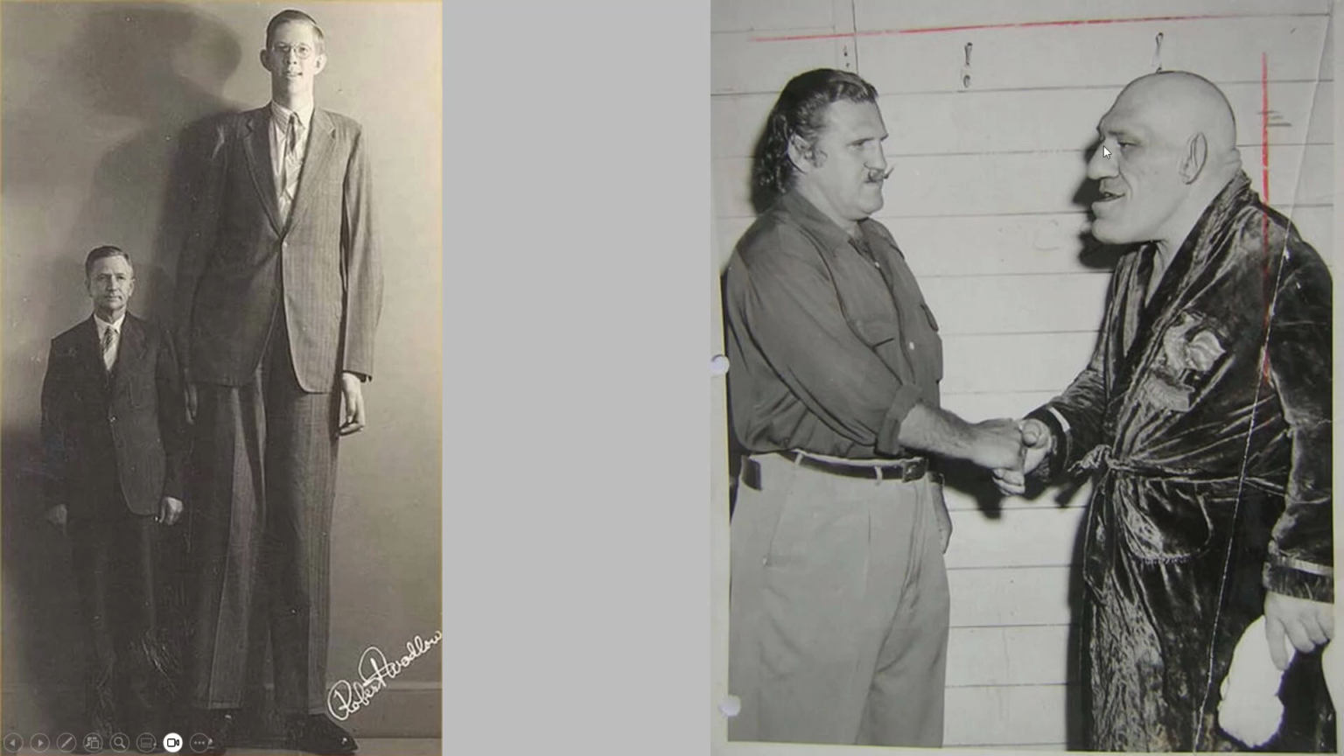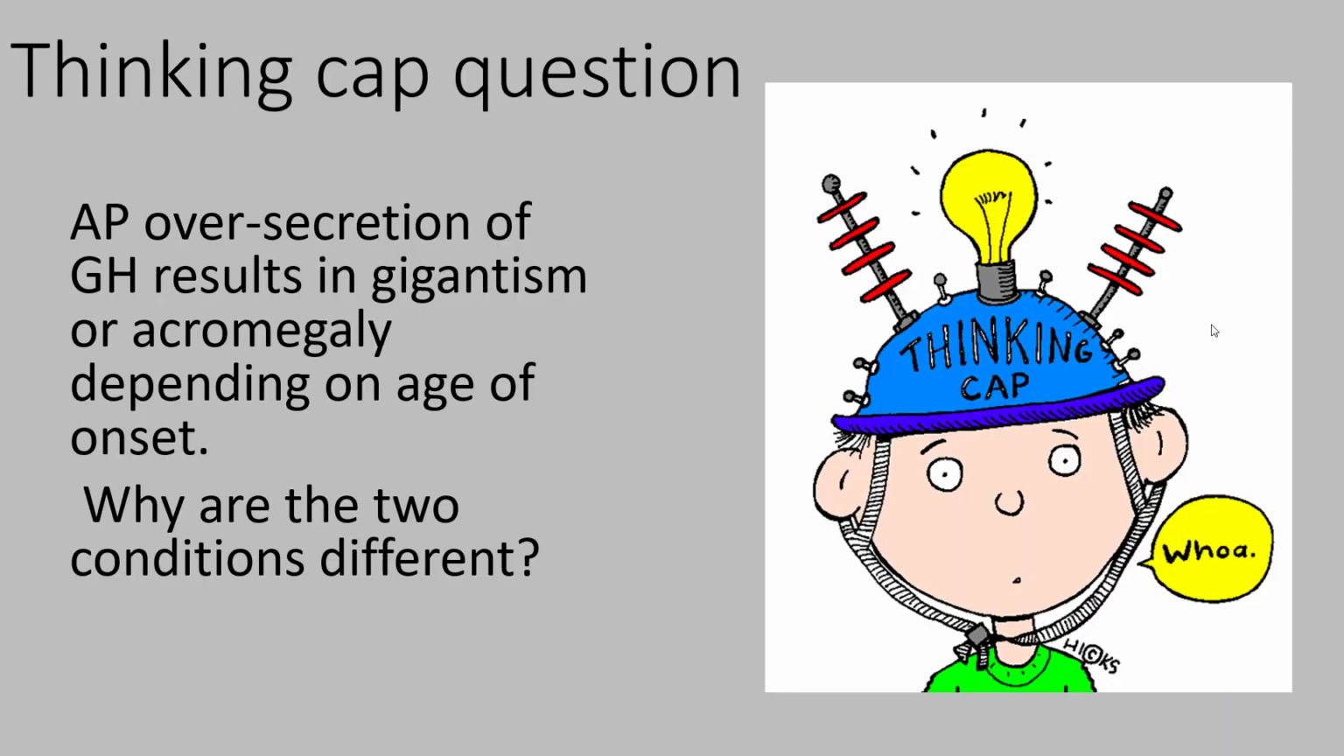But he's the same height as this other man here over on the left. Gigantism, acromegaly on the right. Gigantism is too much growth hormone from childhood. Acromegaly is too much growth hormone after adolescence. So let's use this as a thinking cap question. Oversecretion of growth hormone from the anterior pituitary, we say hypersecretion of growth hormone, results in gigantism or acromegaly depending on the age of onset.